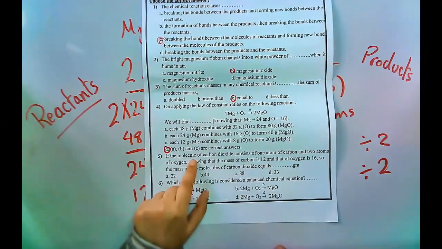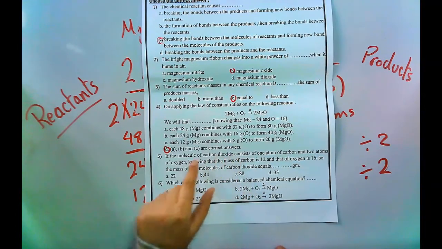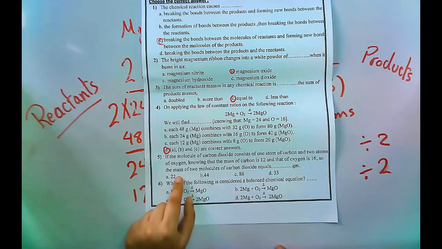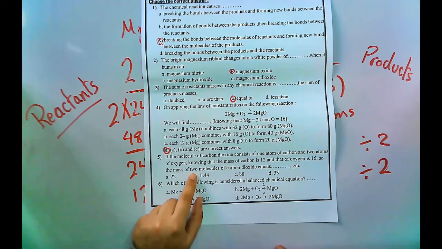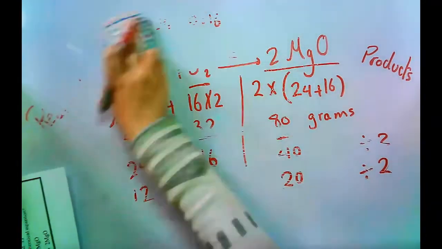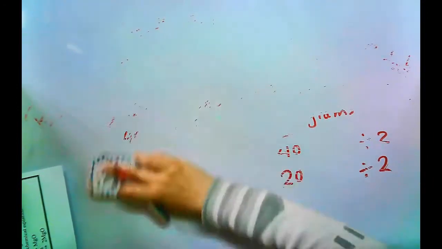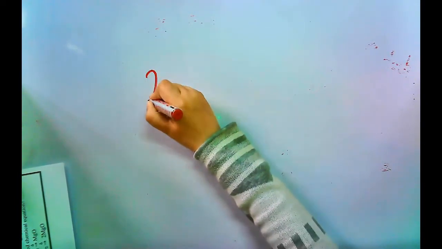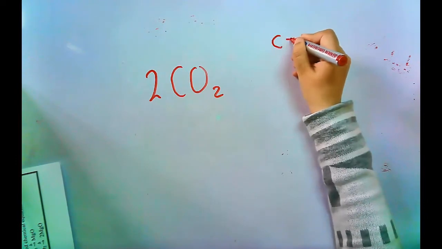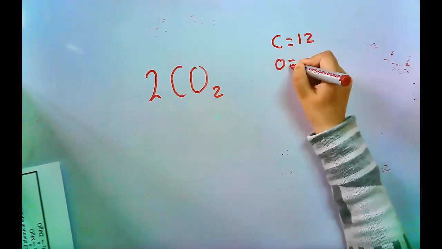Next one. If the molecule of carbon dioxide consists of 1 carbon atom and 2 oxygen atoms, knowing that the mass number of carbon is 12 and the oxygen is 16, so the mass of 2 molecules of carbon dioxide equals how many grams? They want to know the mass of 2 molecules of carbon dioxide, and they told us that the mass number of carbon equals 12, oxygen equals 16.